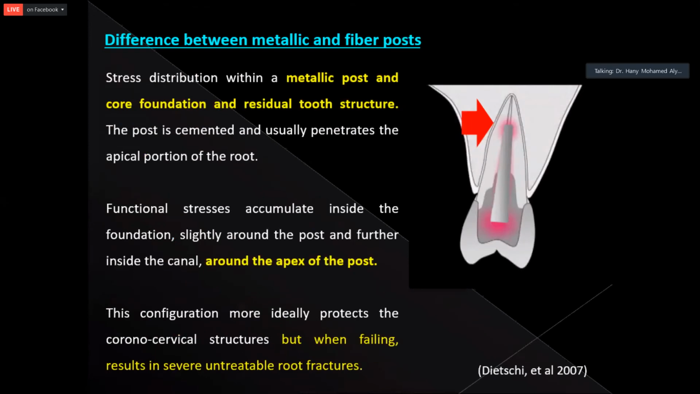Just this is a figure to show what is the difference between metallic and fiber posts, because actually the stress distribution of a metallic post is different from fiber post, in which usually the stresses is distributed to the apical part of the metallic post.